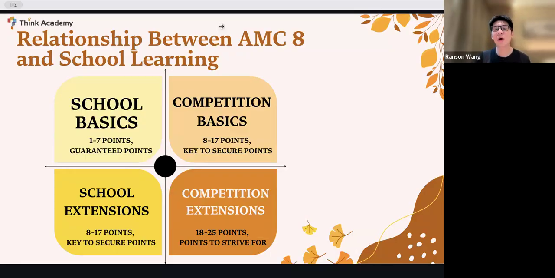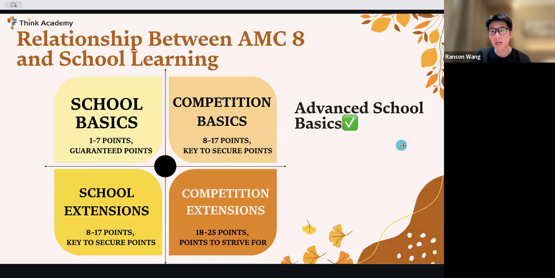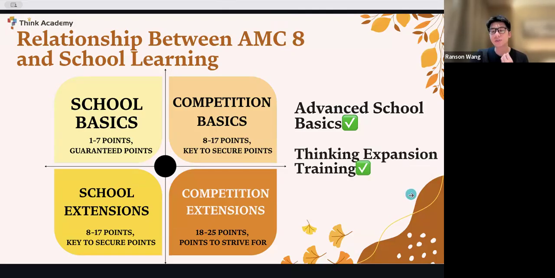Okay, so if you want to get awards, or honor roll, or achievement roll, or distinguished honor, something like that, you have to do the competition extension to reach the point where the material is never taught in school, but you cover it by yourself and do constant practice. So in all, you have to have very advanced school basics, and you also have to have thinking expansion training.